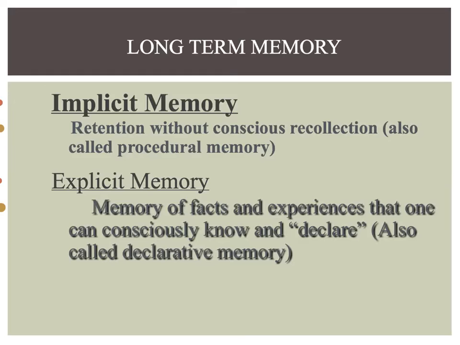So again, implicit memory is the retention without conscious recollection, and it's also called procedural memory. If you play golf, you utilize implicit memory, because if you've never played golf before, you have no clue what to do, you're going to be really uncoordinated. But if you're an experienced golfer, then you know how to keep your head down, you know how to rotate your hips, and you know how to pull your arm through the ball and all that great stuff.